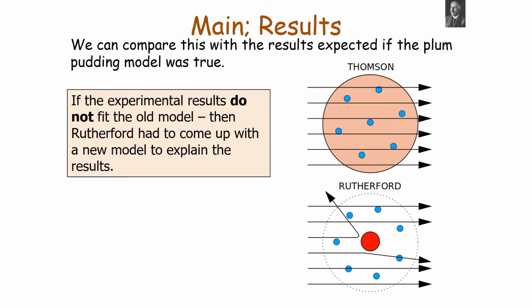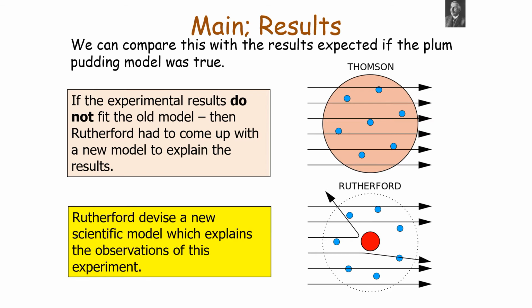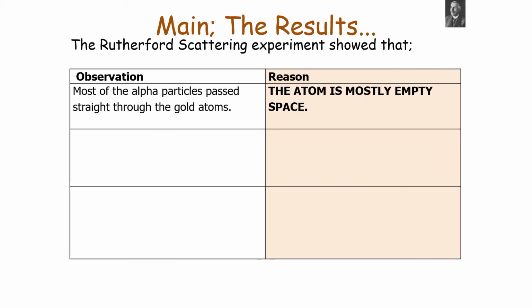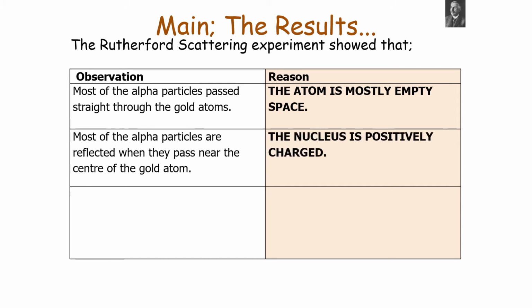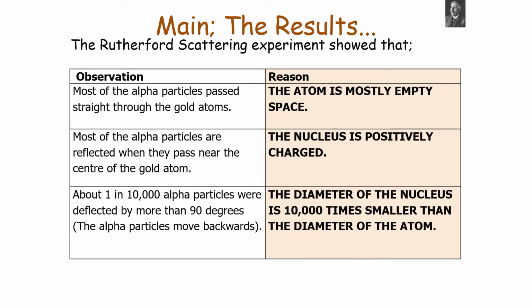Now, we compared the results with the expected results from the plum pudding model. Now, like we said before, if the experimental results do not fit the old model, then we have to come up with a new model explaining these results. So Rutherford devised a new scientific model which explained the new observations of this experiment. So observation 1, most of the alpha particles pass straight through the gold atoms. The atom is mostly empty space. Some of the alpha particles are deflected when they pass near the center of the gold atom. There is a positively charged nucleus, and about 1 in 10,000 alpha particles are reflected by more than 90 degrees. So the diameter of the nucleus is about 10,000 times smaller than the diameter of the atom.